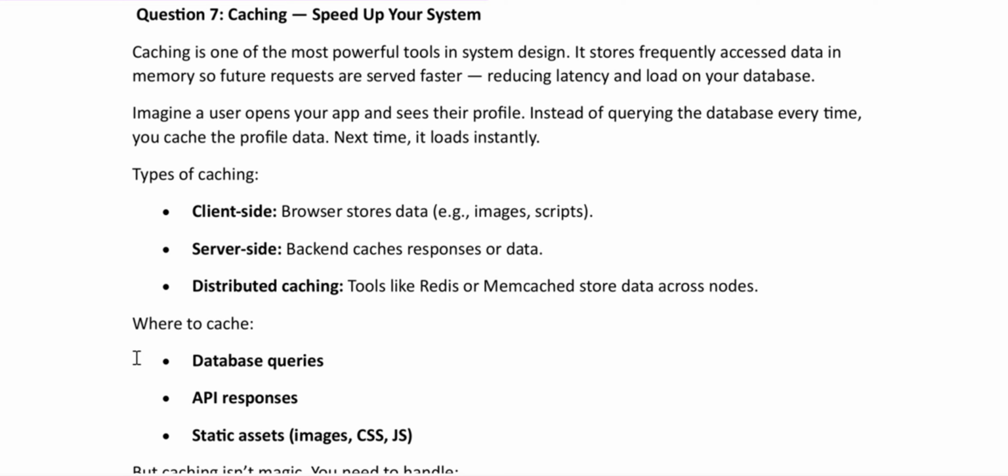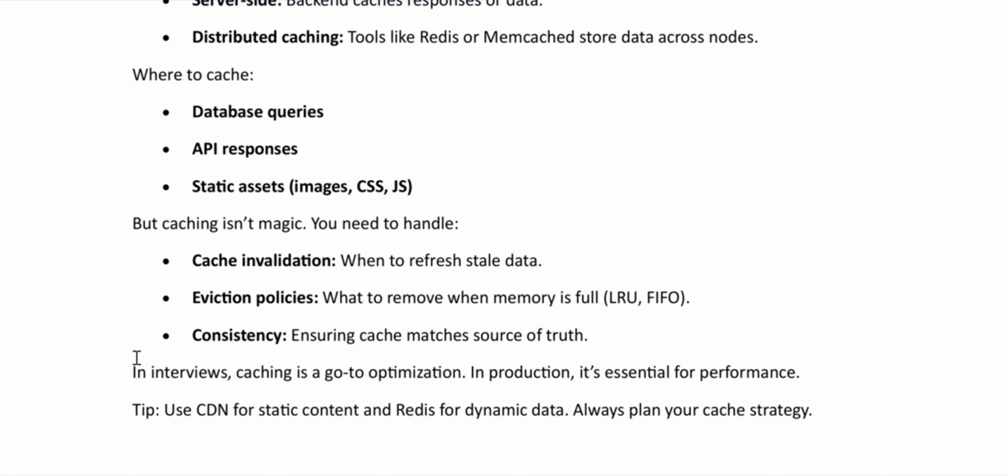Types of caching: client side, server side, and distributed caching. Client side caching means the browser stores data. Server side caching means the backend caches responses or data. Distributed caching means tools like Redis or Memcached store data across nodes. Where to cache? Database queries, API responses, and static assets like images, CSS, and JS. But caching is not magic. You need to handle cache invalidation, eviction policies, and consistency.